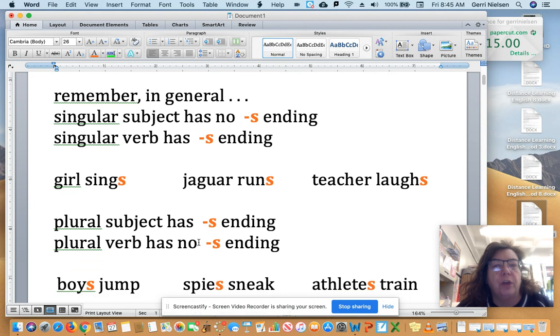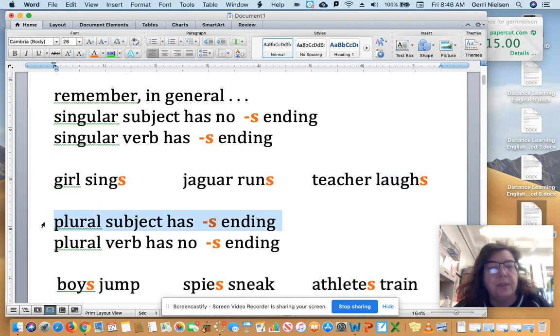Remember, in general, when you're trying to agree your subject with your verb, usually, or many times, a singular subject has no S ending, while a singular verb does have an S ending. For example, girl, singular, one girl. She sings, with an S ending for the verb. A jaguar, one jaguar, runs, with an S ending. And a teacher, one teacher, he or she laughs.